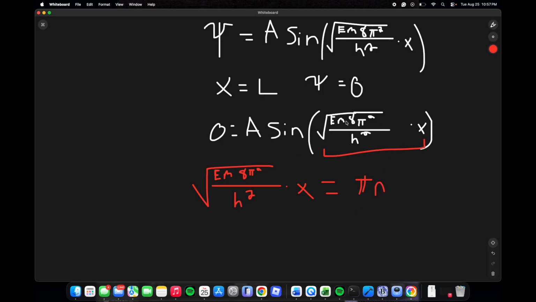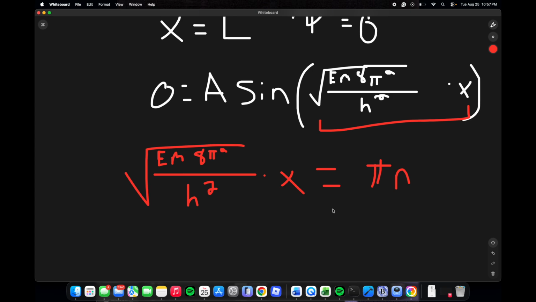Because for sine to go to 0, sine needs to be evaluated at an integer multiple of pi, some n times pi is what I was trying to say. And it turns out that this n is where our energy levels come in for the atom that we're looking at. So the different energy levels of that particular atom you're studying are going to be the different values of n.